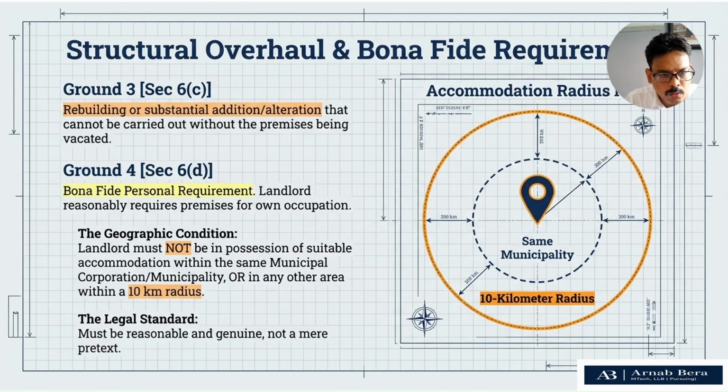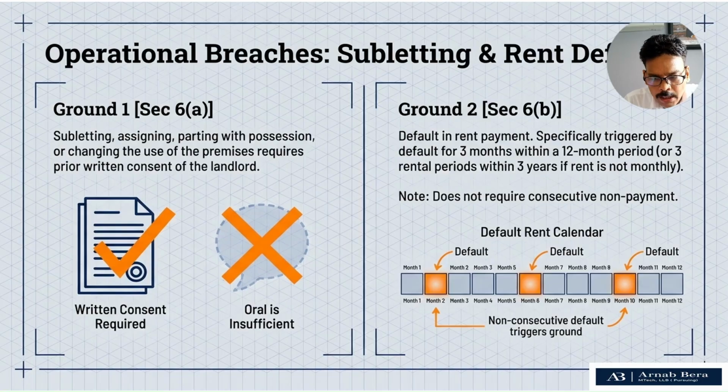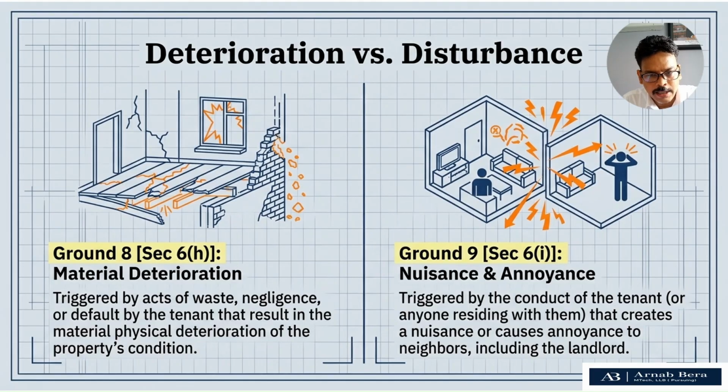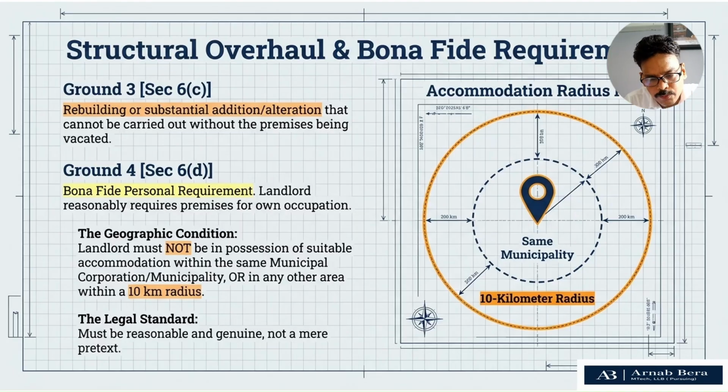So ground 3. Okay, one part I missed telling you: in the previous section, we have ground 1, then ground 2, and then ground 6, then 7, 8, and 9. Now in zone 2, we keep grounds 3, 4, and 5. Ground 3 would be section 6C, where a landlord wants to do a rebuild or substantial addition or alteration of the premises, and that cannot be done without the premises being vacated. That would be a valid ground for the owner to evict the tenant.